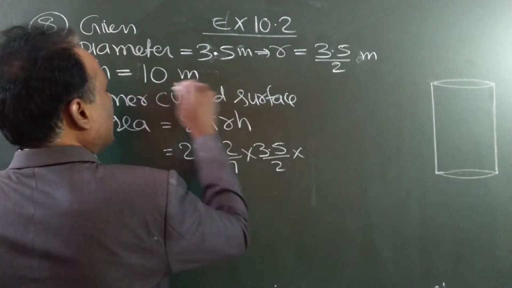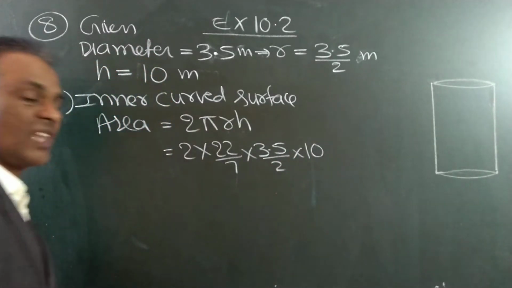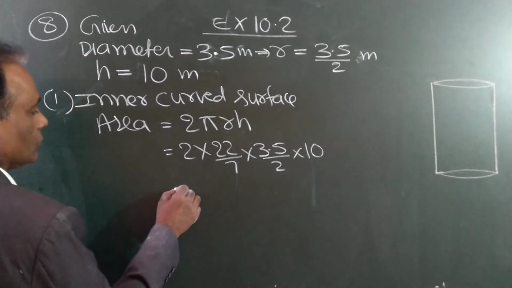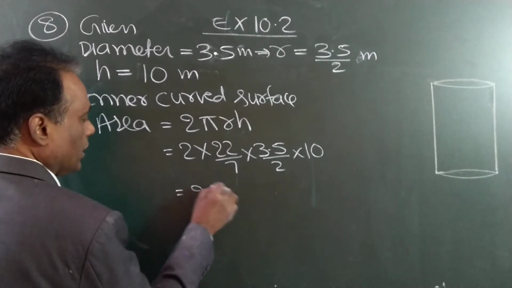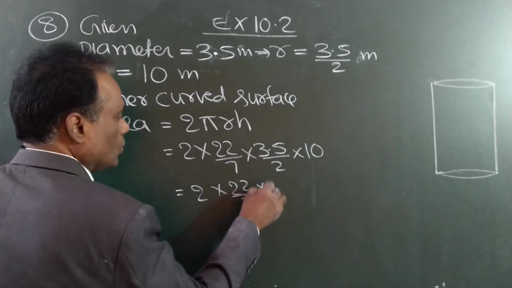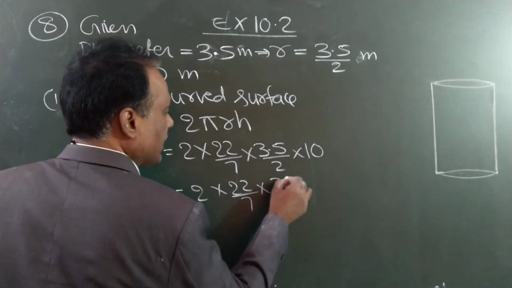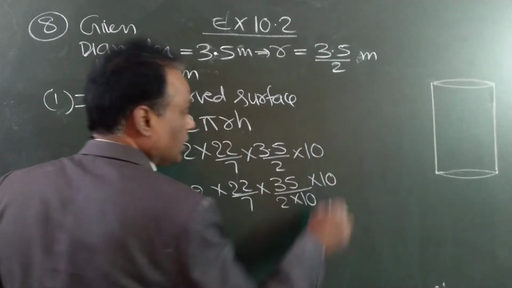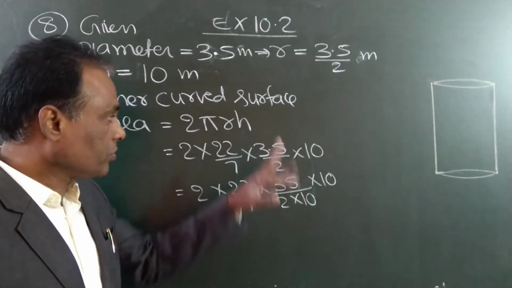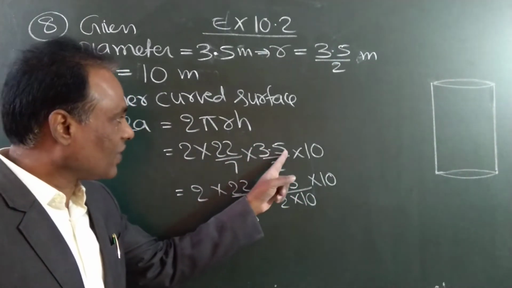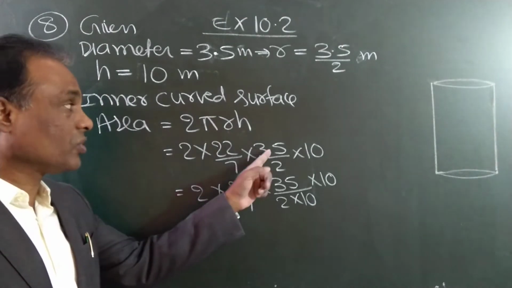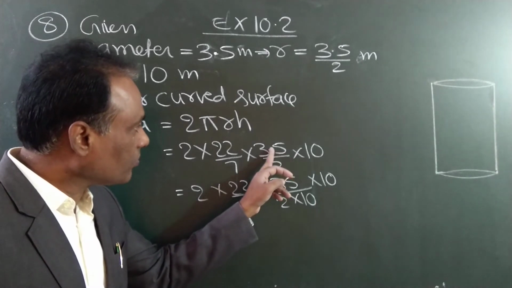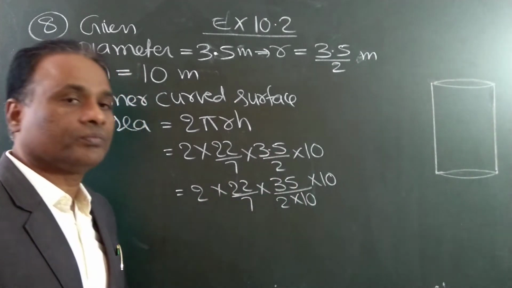Into H, which is 10. So 2 into 22 by 7 into 3.5. To remove the decimal, if you remove it, you will get 10 in the denominator, because there is 1 digit after the decimal, so 1 0. You know how to remove the decimal. Now simplify.